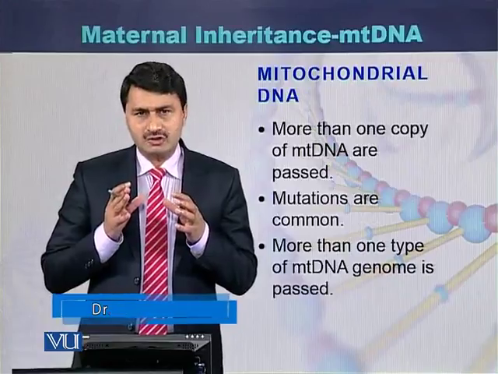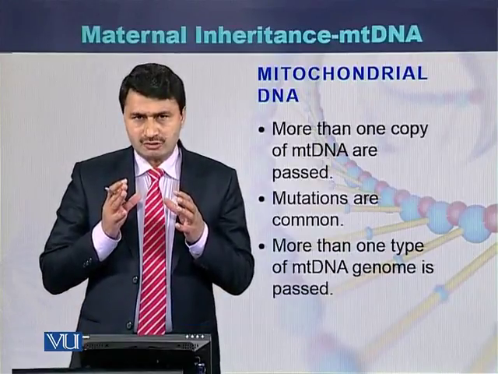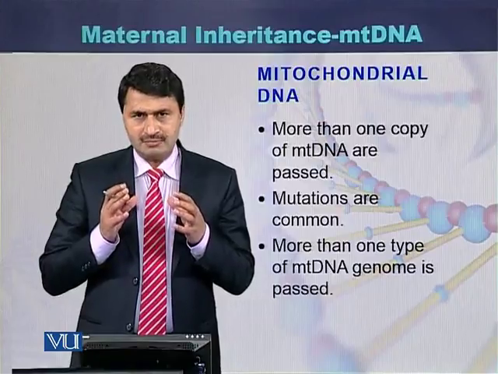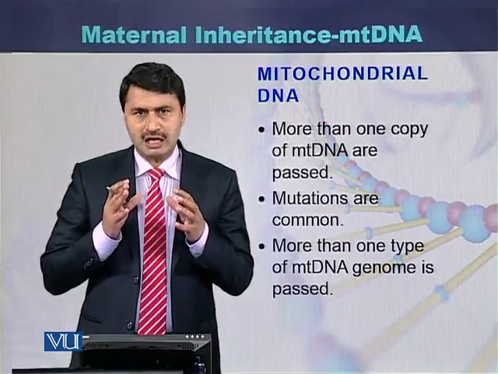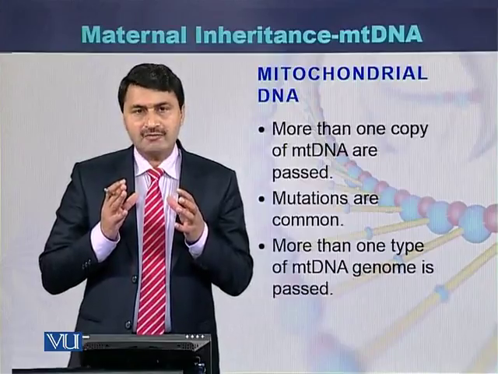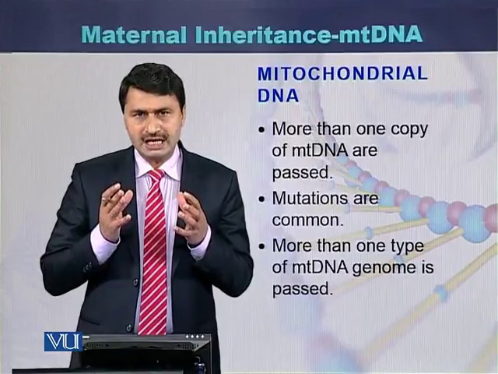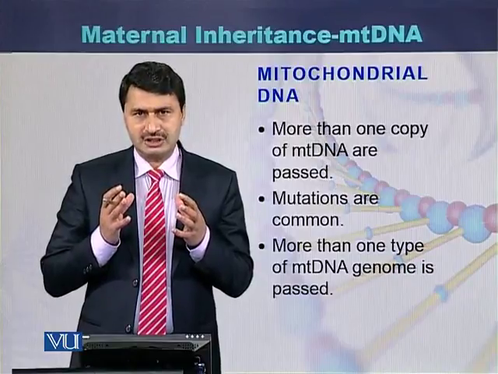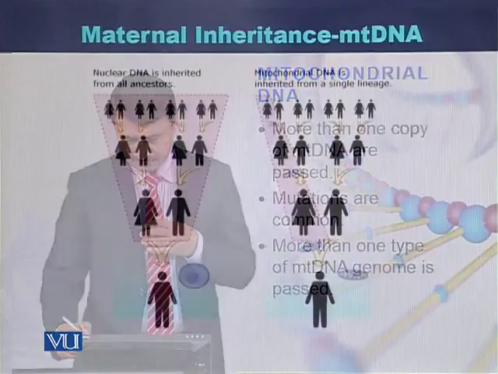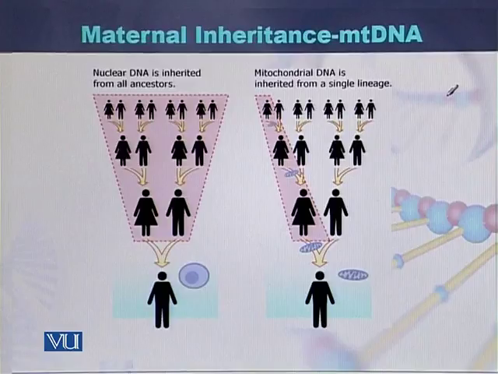In case of mitochondrial DNA, more than one copy of the mitochondrial DNA is transferred. The mutation rate on the mitochondrial DNA is common, and more than one type of the mitochondrial DNA genome is passed to the next generations through the mothers. This is the pattern of inheritance of mitochondrial DNA through the mother.